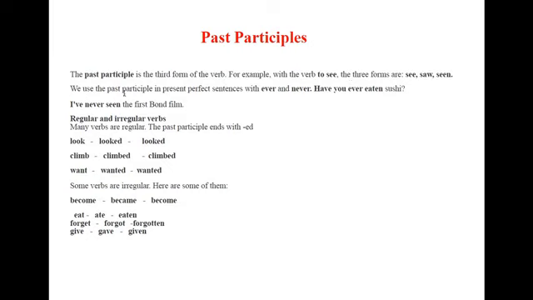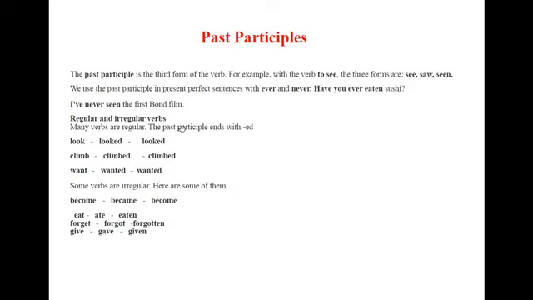We use the past participle in present perfect sentences with ever and never. Have you ever eaten sushi? Have you ever eaten? Because eat, ate, eaten. We have, and we should change the form of the verb to the third form of the verb. So eat, ate, eaten sushi. I have never seen the first Bond film.